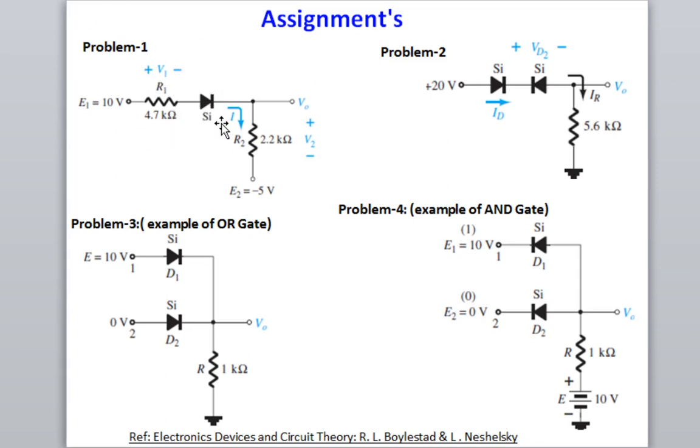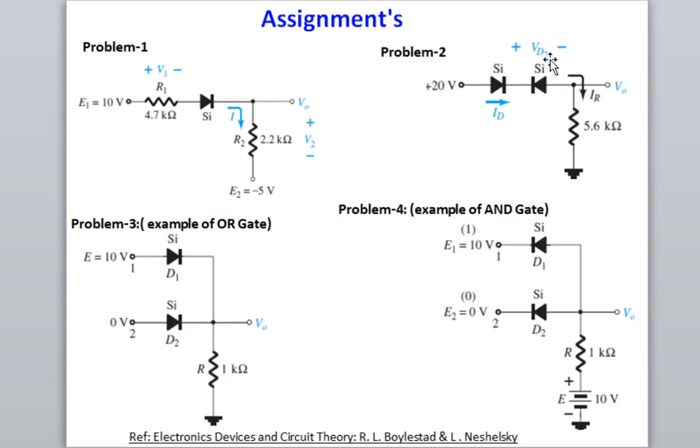In problem 1, there is one diode, and you have connected this diode with a battery of 10 volt. Now in problem 2, as I was discussing, you have two diodes. Diode 1 is connected to the positive terminal of the battery, and diode 2 is connected to the negative terminal. You are asked to find the voltage drop across the diode V2, the current across diode 1, ID, and the output voltage VO.